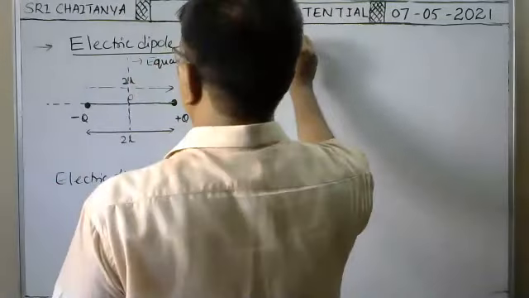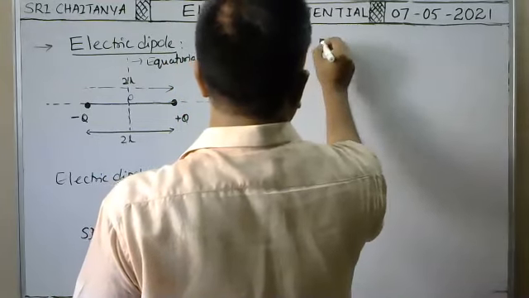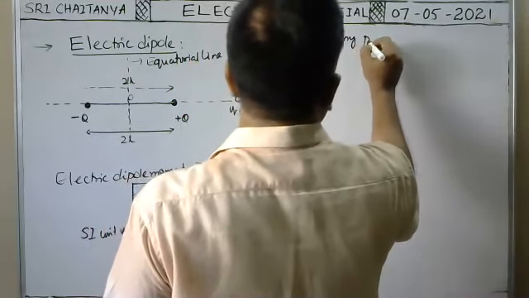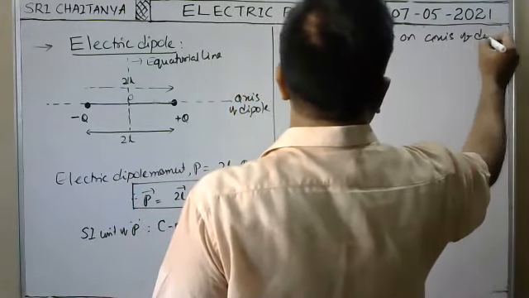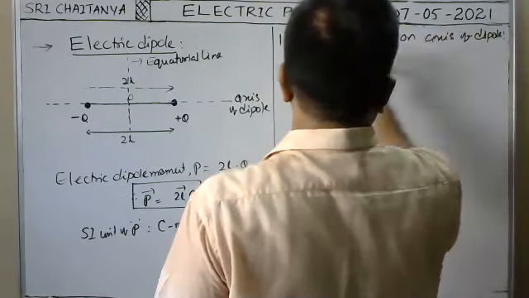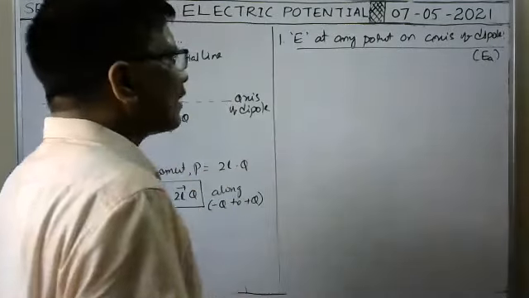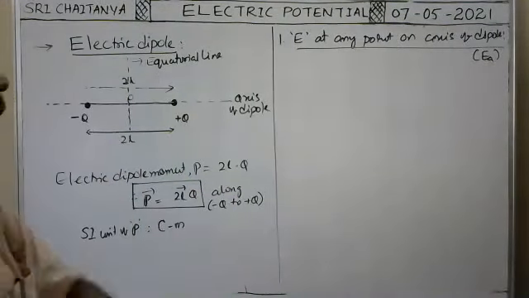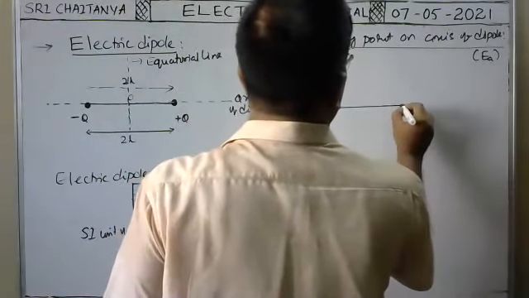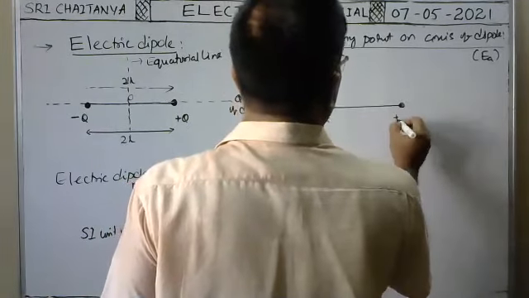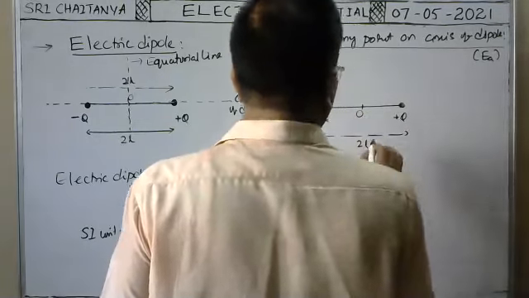Okay, now subheading R1 related to electric dipole: intensity of electric field at any point on the axis of the dipole, electric dipole or simply dipole in this case. This is represented with E suffix A, for axis. Here, minus q, plus q, it is the midpoint. This length is equal to 2L.